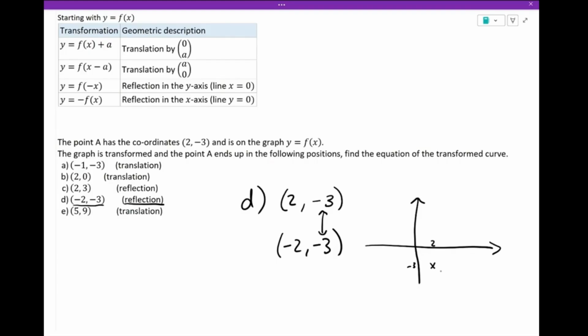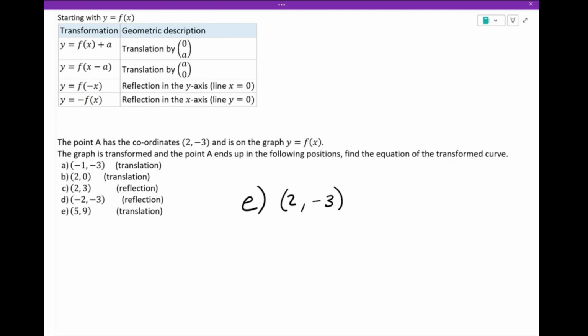So I've got my original point A plotted down here. Now let's plot my final point, which is the -2, -3. So -2 is 2 to the left, so over here. And then -3 is 3 down, so we're down here. And clearly this is a reflection in the y-axis. So in our table, we should be looking at this line specifically. And our equation is y equals f of -x. So that would be my final answer. Let's look at our final scenario E.